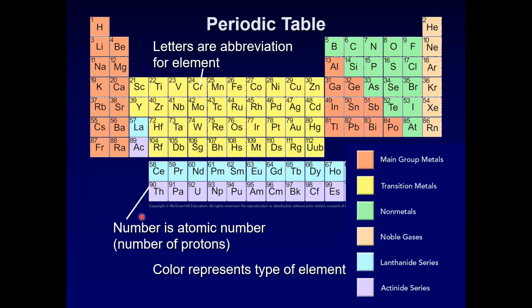The color represents the type of elements. Like you have the main group metals, transition metals, nonmetals, noble gases, lanthanide series, and actinide series. Now, noble gases do not readily combine with other elements, and atomic numbers higher than 92, except for plutonium, which is 94, are not known in natural settings, but they can be produced in the laboratory.